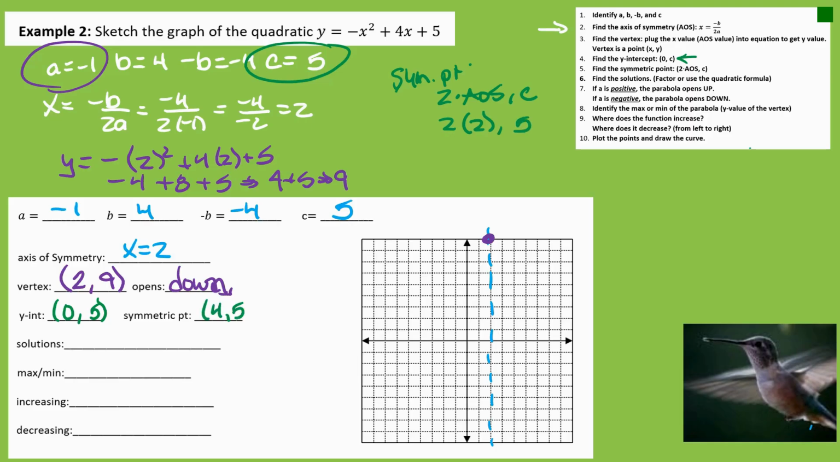So it's the point 4, 5. So 0, 1, 2, 3, 4, 5, 4, 5. Look, I walked over 2, walked over 2. The solutions, we have to find them.